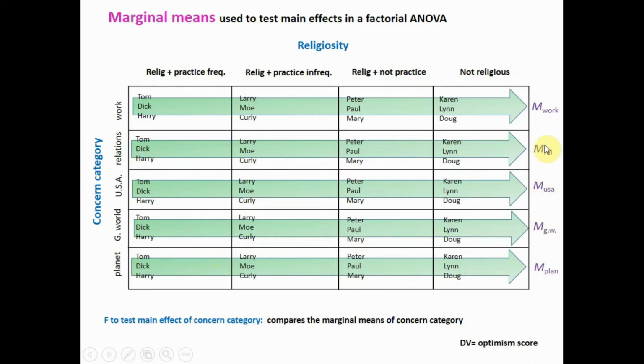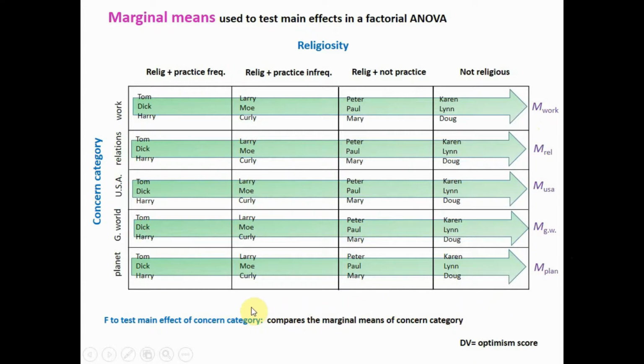And then when we look at those 5, we're going to look at the F value to compare these marginal means. So that's looking at the marginal means of concern category. And if that F value is significant, then we know that at least 2 of those means have to be different from one another. We don't know which 2, but we know that at least 2 are different. And again, we're going to have to use follow-up tests to identify where the differences are. We just know that something is different somewhere. And that, again, is the other video.